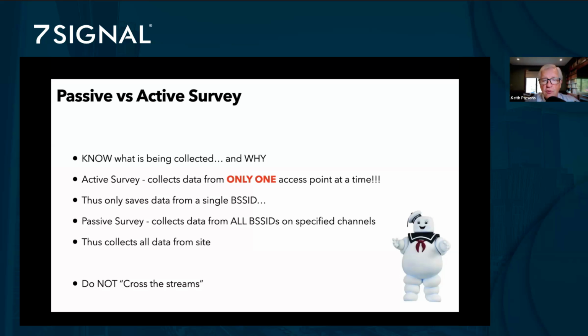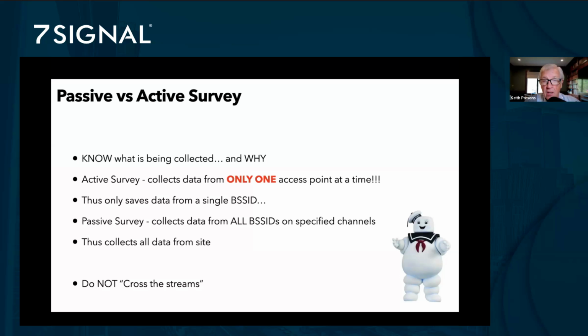So what happens is you do the bad thing at the bottom. Cross the streams. Lazy people turn on active with one NIC and collect passively with another NIC. Yay! Now we get all the data from all the passive surveys, and then we overlay it with the active survey from one AP. And then we show our customer this picture that they think is active surveys everywhere, but it's only a single AP's worth of active survey. All the other data is still passive. It's made up. So don't mix them.